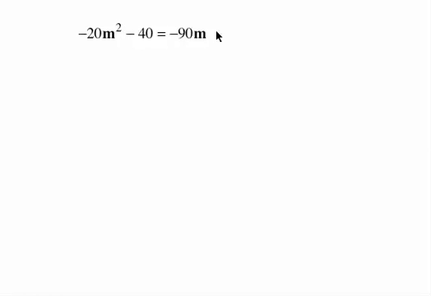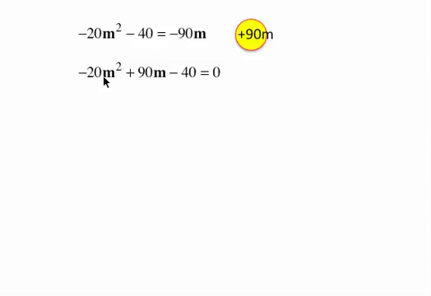And what I'm going to do is put all the terms on one side. So I want to get rid of this negative 90m from the right-hand side. To get rid of it, I'm going to add 90m to that side and to the other side, right? So when I do that, I end up with negative 20m squared plus 90m minus 40. So I put everything in the right order.